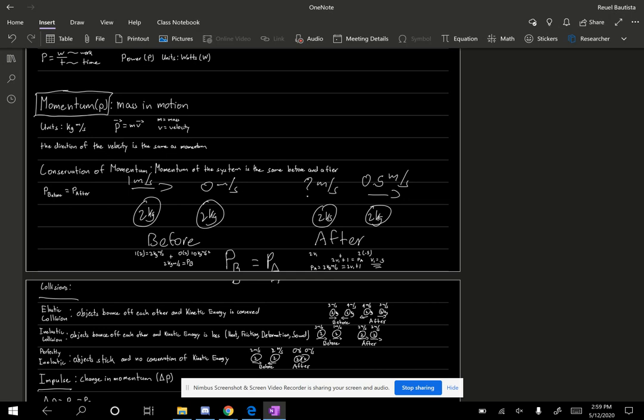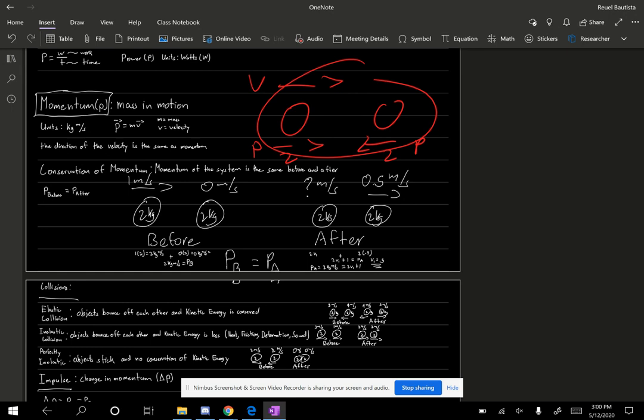Okay, so it's super important to understand that the direction of the velocity is the direction of the momentum. If V is moving this way, then P is also going in that same direction. So momentum is a vector quantity. If we have an object with a momentum of 2, and another object with a momentum of also 2, but in the opposite direction, the momentum of the entire system will be 0, because 2 minus 2 is 0. That's how vectors work.